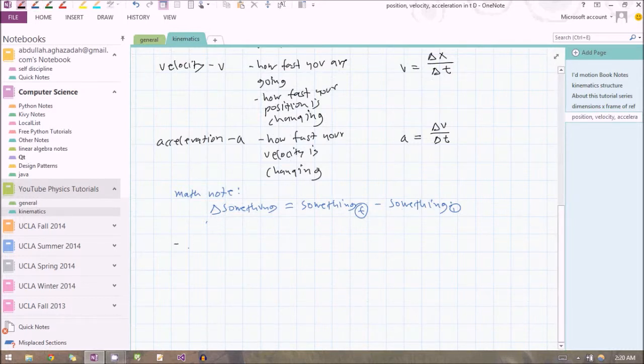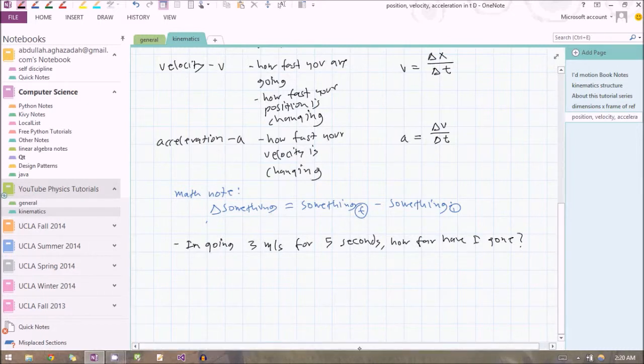If I tell you that I'm going 3 meters per second for 5 seconds, how far have I gone? Now this is a really simple question, and your intuition just tells you if I'm going 3 meters per second for 5 seconds, I just do 3 times 5, and my intuition tells me 15.